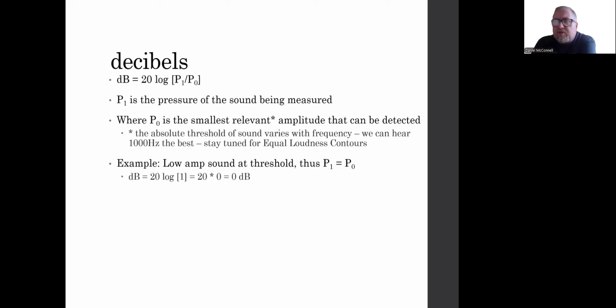It's 20 times the logarithm of a ratio of two numbers, P1 over P0. And P1 is the sound that we're trying to measure the decibel level of, right? So it could be some particular tone, a 500 hertz tone, like mentioned before, tuning forks, right? So maybe I want to know the decibel level when I strike these tuning forks. What I need to know, though, is P0. And here that means the smallest relevant amplitude that can be detected.